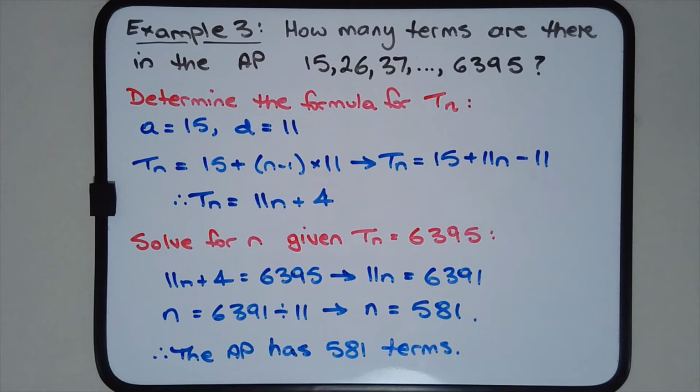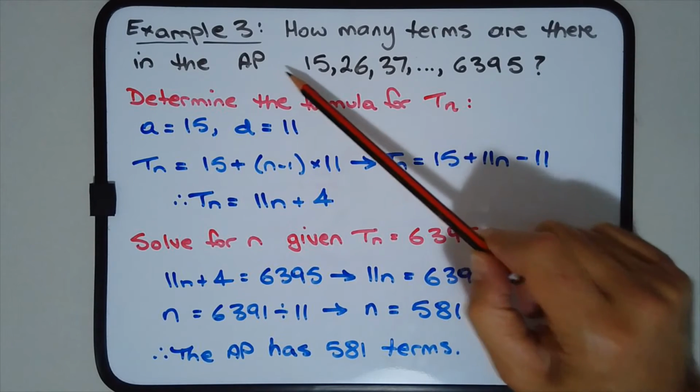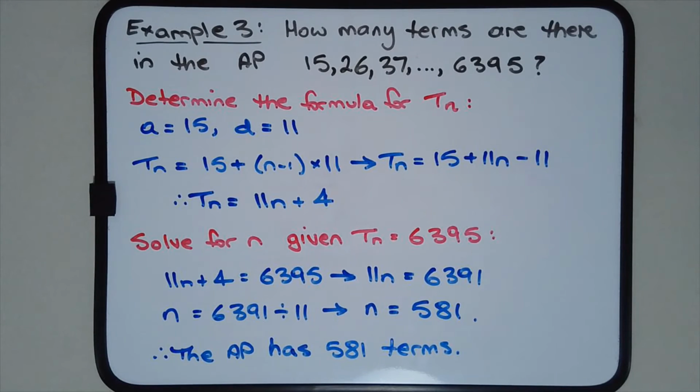Example 3. How many terms are there in the arithmetic progression 15, 26, 37, ... 6,395? Now, firstly, we don't need to prove that this is an arithmetic progression. We're told so in the question, so we can find the common difference just by taking any two consecutive terms.